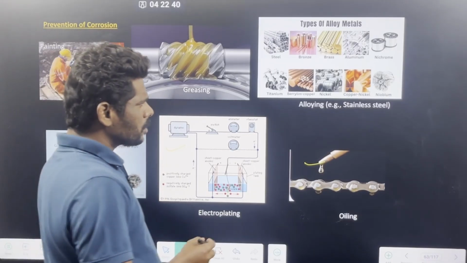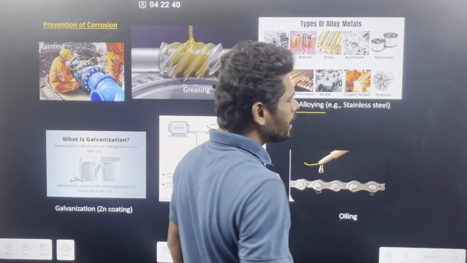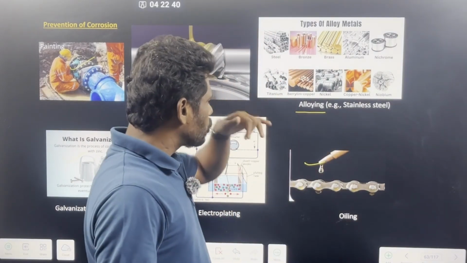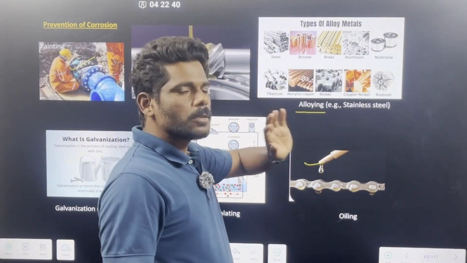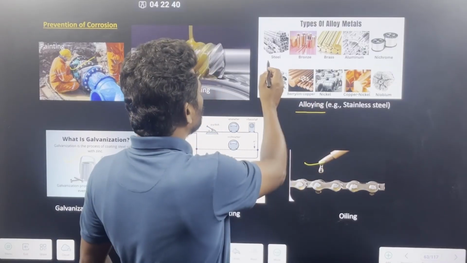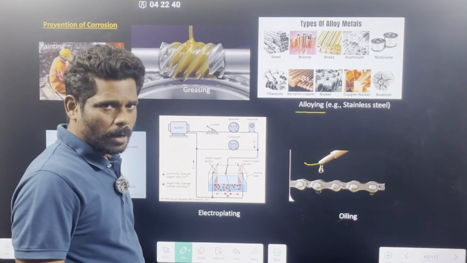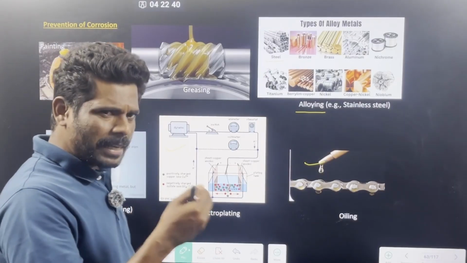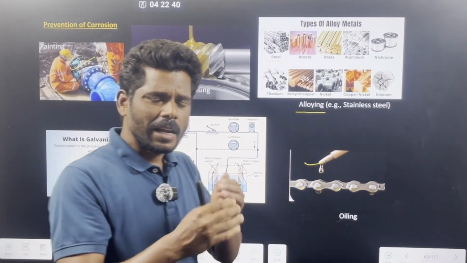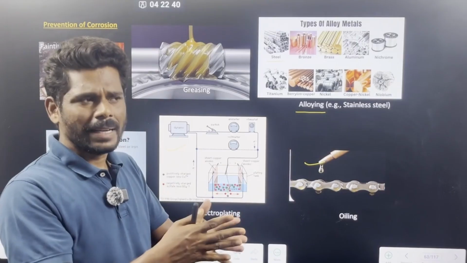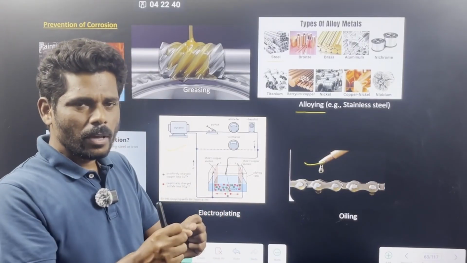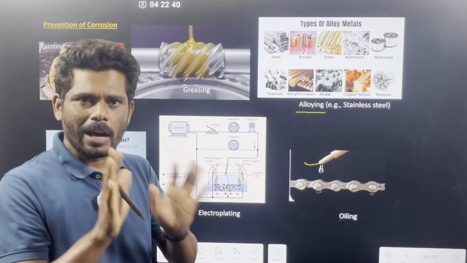An important process called alloying is also a method to prevent metals from rusting. For example, look here, steel, that is a mixture of iron and carbon. Usually, if a metal is mixed with another metal or metals or non-metals, then that mixture of metal and other substances is called an alloy.